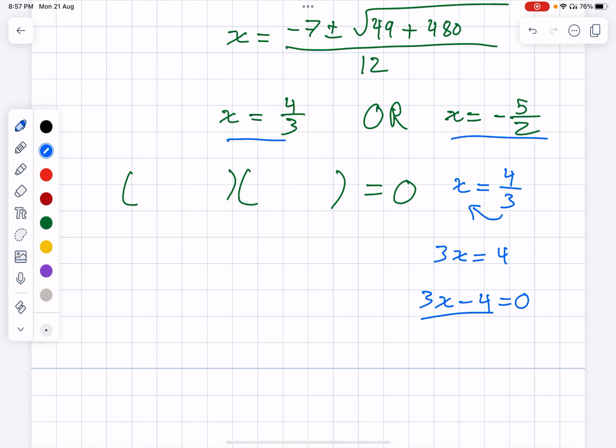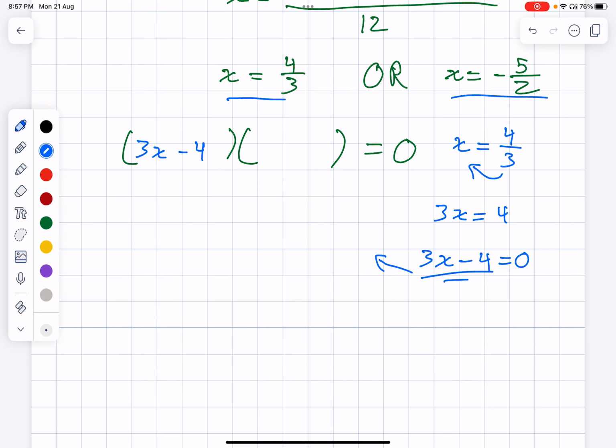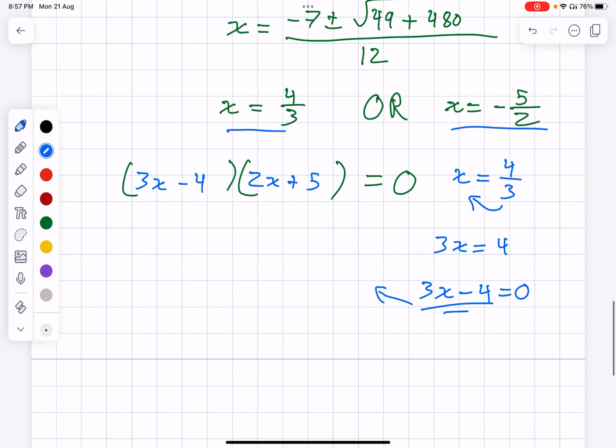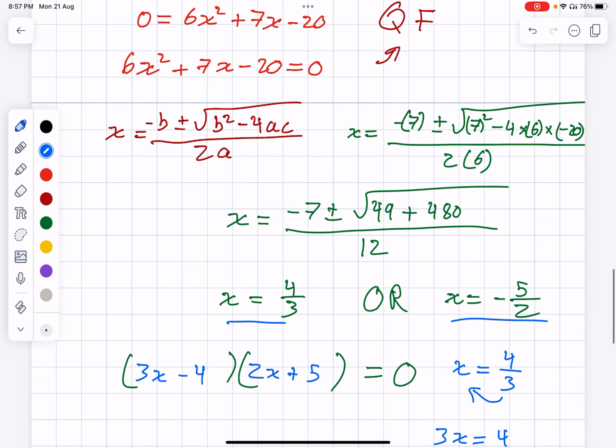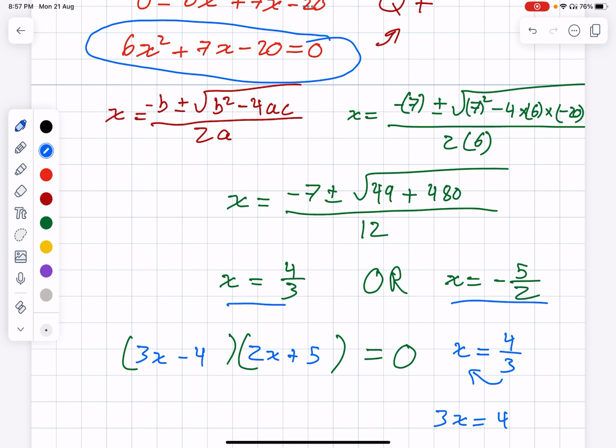So you put this in the brackets available. 3x minus 4, and same thing with x equal negative 5 over 2, which will make 2x plus 5 equal to 0. Now if you want to check your answer, if your answer is correct, it's going to be the same as the equation above after you expand the brackets.